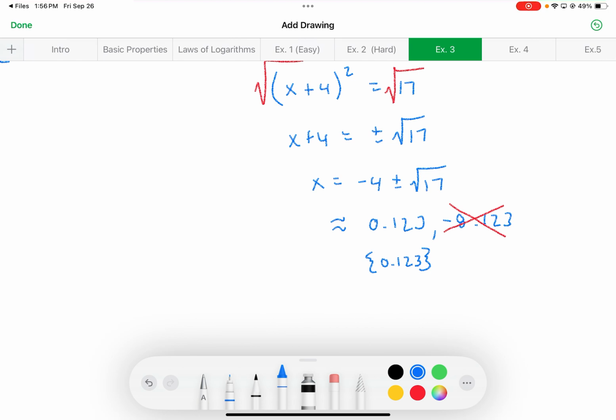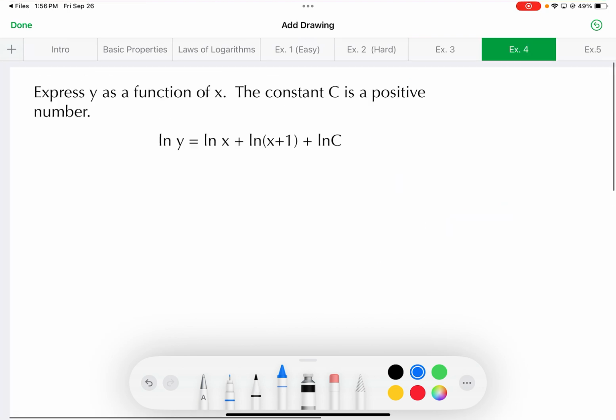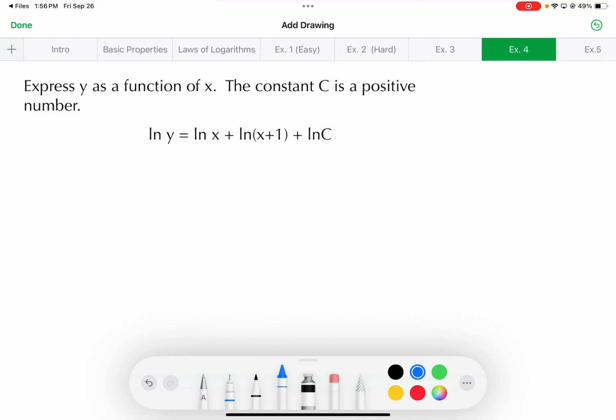All right, example 4. This is just a different spin on using our properties here. It says express y as a function of x. Basically, come up with an equation where y is written in terms of x. Okay? So notice the right side of this equation, you've got 3 logs being added together.